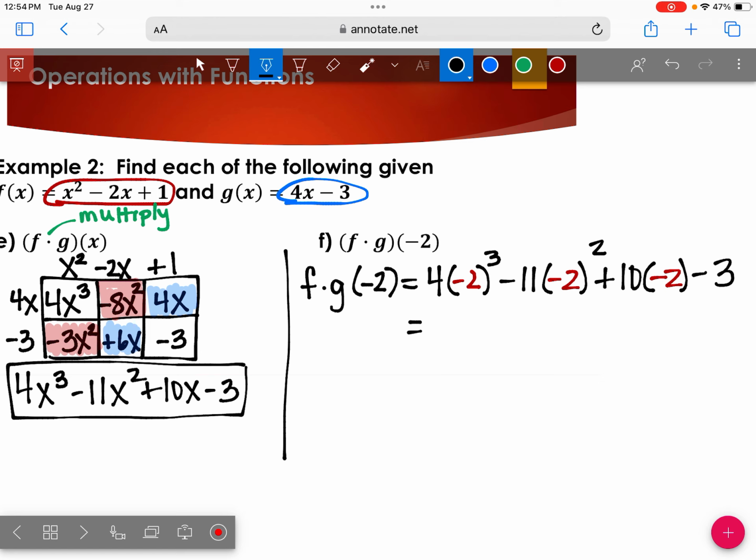Does anybody need a calculator? Okay. Go ahead, type that in just like that.